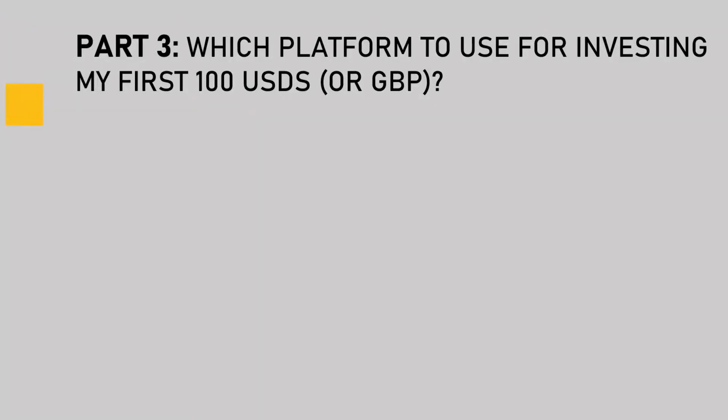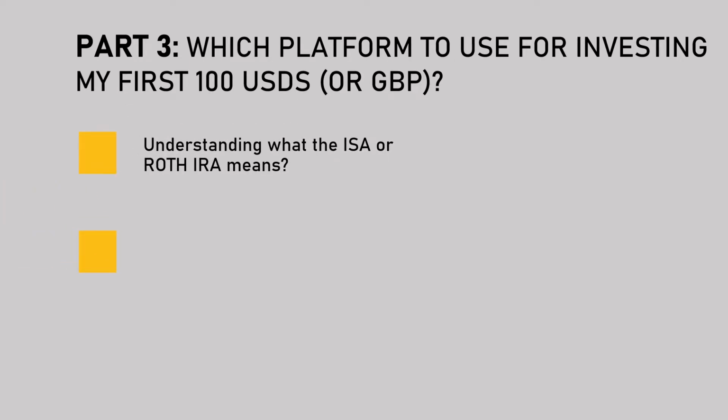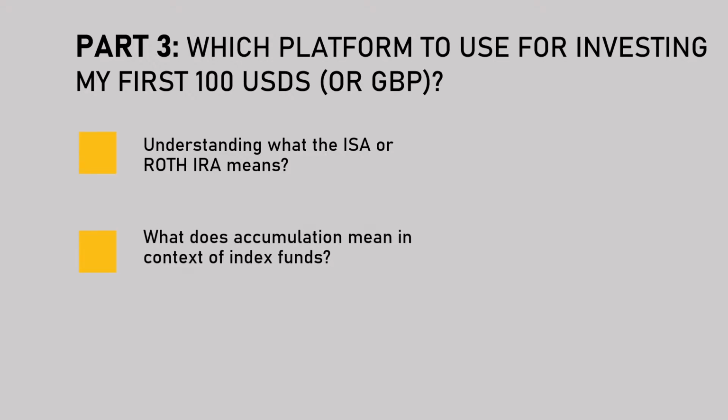This part is very important because it will help you in understanding the following key points. The first point is you will understand what the ISA or Roth IRA account is, depending on whether you are in the UK or USA. The second key point is to understand the concept of accumulation while investing in index funds. And the third key point is to start your investing journey with confidence in the right way. So does that sound interesting? If yes, let's proceed to the first part.